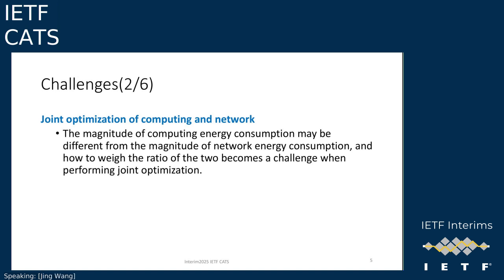The second challenge is joint optimization of computing and network. The magnitude of computing energy consumption may be different from the magnitude of network energy consumption, and how to weigh the ratio of network and computing status becomes a challenge when performing joint optimization.